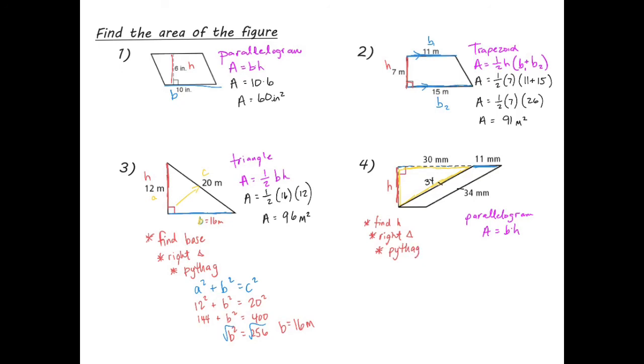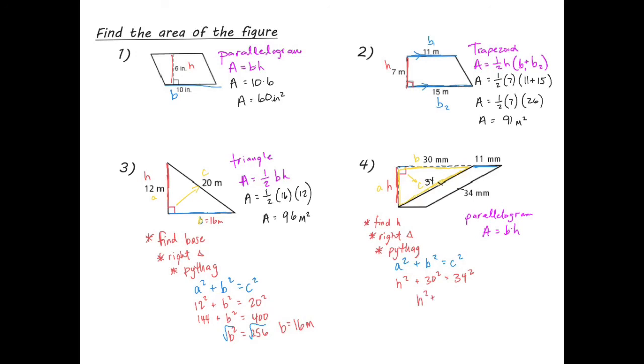All right, so very similar to the last one. And we'll call this the A, we'll call this the B, we'll call this the C. It has to be the C because it's across from the right angle. And that means it's going to be h squared plus 30 squared equals 34 squared. I'll do a little math. I'll do it a lot quicker this time.